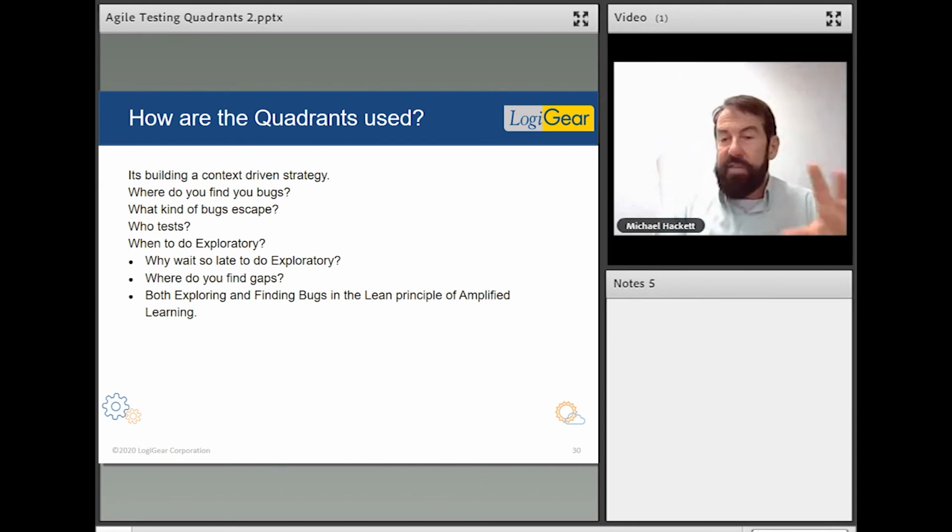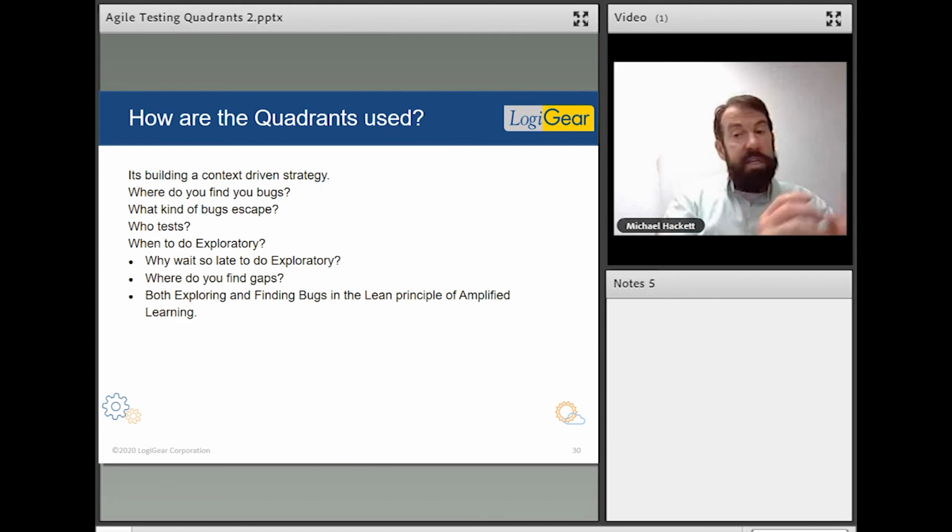Remember, to say this, I want to point out this lean principle of amplified learning, right? Lean has these great principles, eliminating waste and just-in-time decisions and deliver as fast as possible, all those lean principles. One of the principles is amplified learning, and I look at bug finding as learning. When you're finding bugs, you're learning.